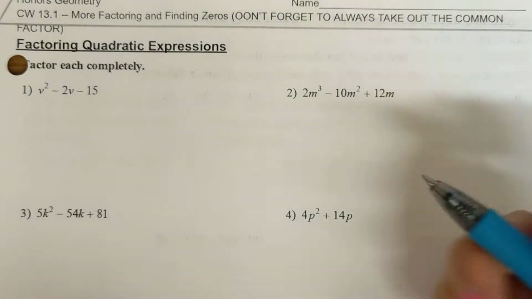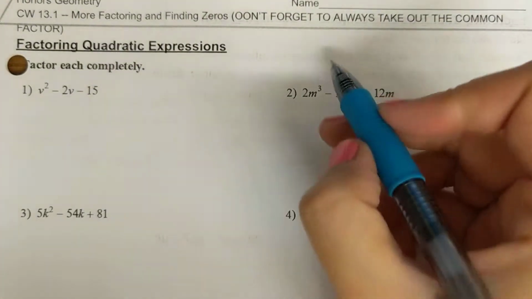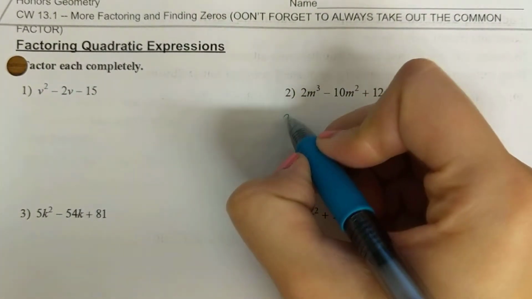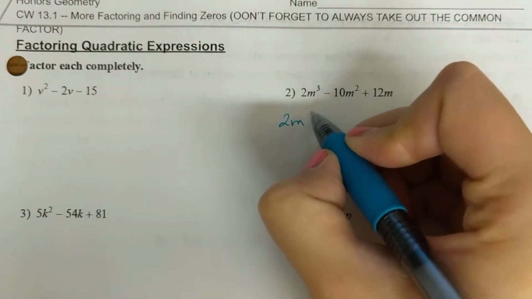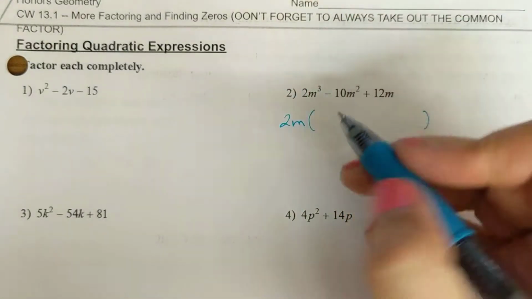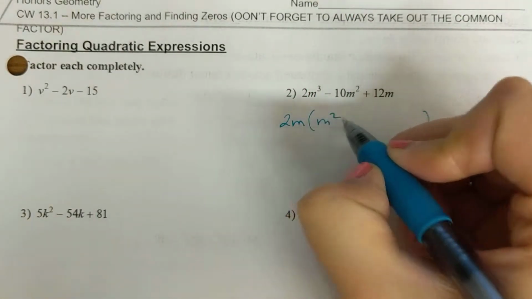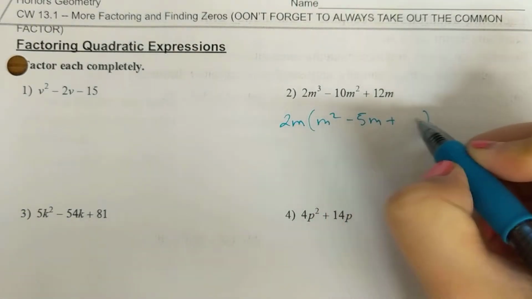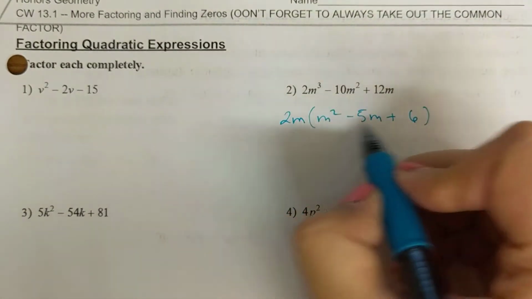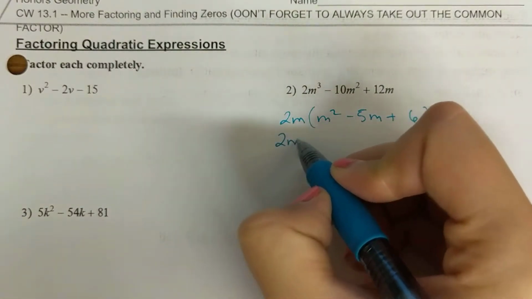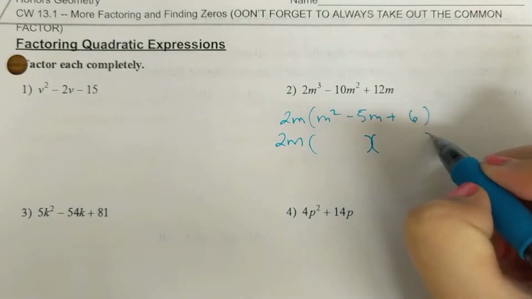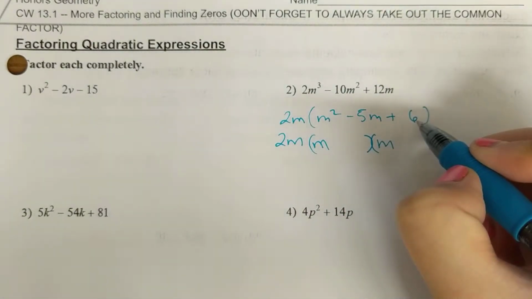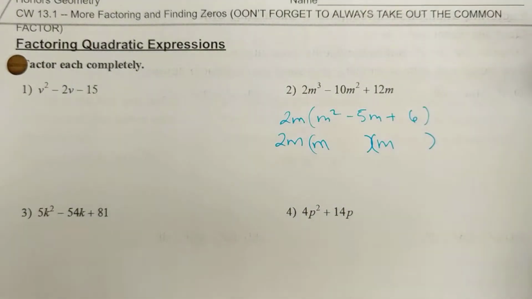Just factoring regular quadratic expressions, always make sure to take out the common factor. Here we have 2 is common, and so is m. So we're basically undistributing these. You're left with m squared minus 5m plus 6, and then you can factor this one normally. So the 2m remains, but this goes into the 2 parentheses, m and m. Two numbers that multiply to give me 6 and add or subtract to give me 5.